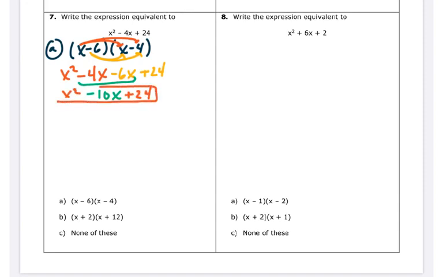So option A would leave you with x squared minus 10x plus 24. That's what A would become. This does not match what A just became, so A is not my answer. So I'm going to try the same thing with B.